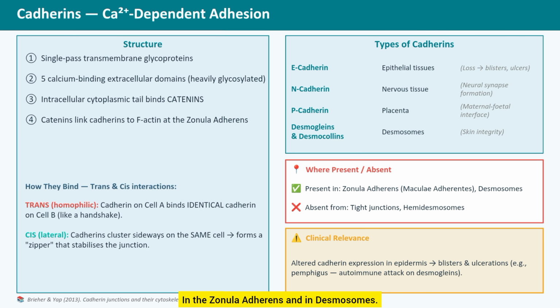Now, where are cadherins found? In the zonula adherens and in desmosomes. And critically, where are they not found? In tight junctions and hemidesmosomes. This is a common exam question, remember it.